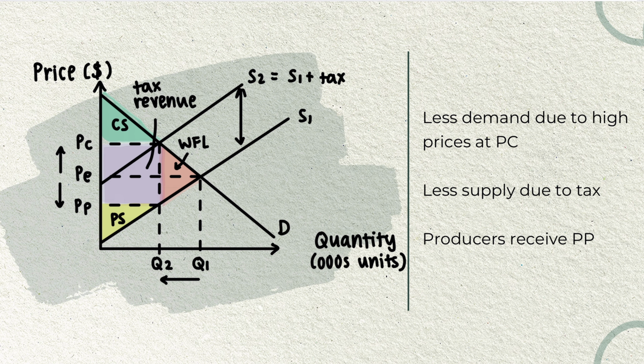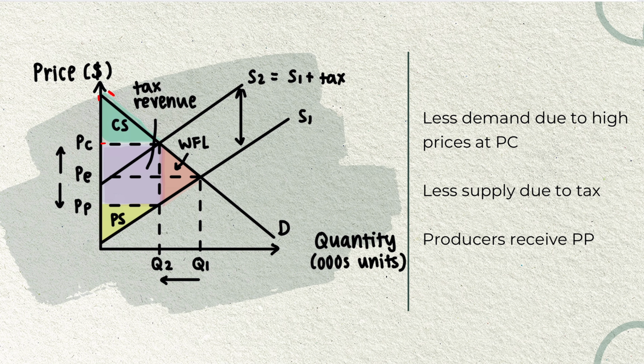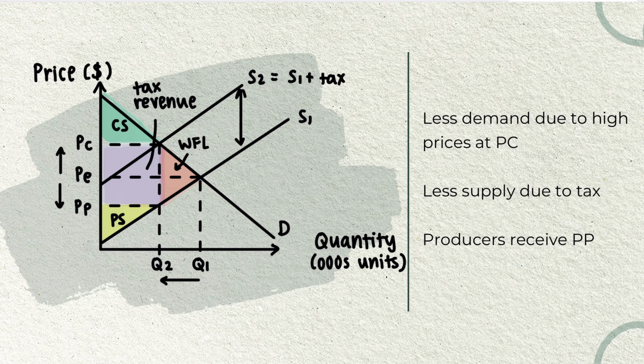But when a tax is applied, the supply curve shifts from S1 to S2 plus tax. You can see that the consumer surplus falls and the producer surplus also falls, and the purple box in the middle is the tax revenue collected by the government. And the orange box created here is called the welfare or the deadweight loss.